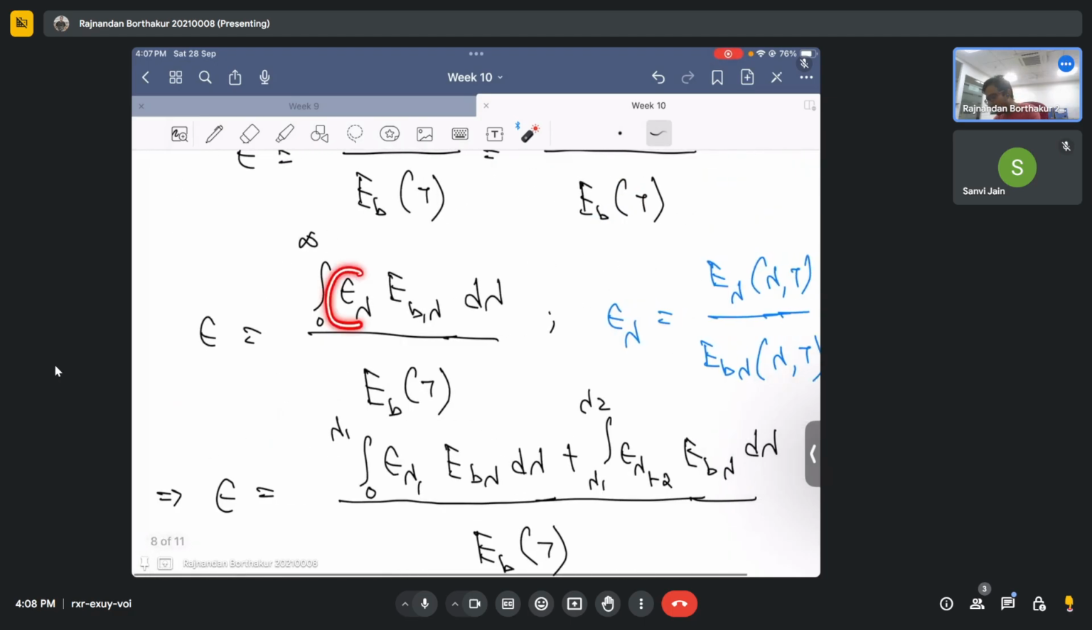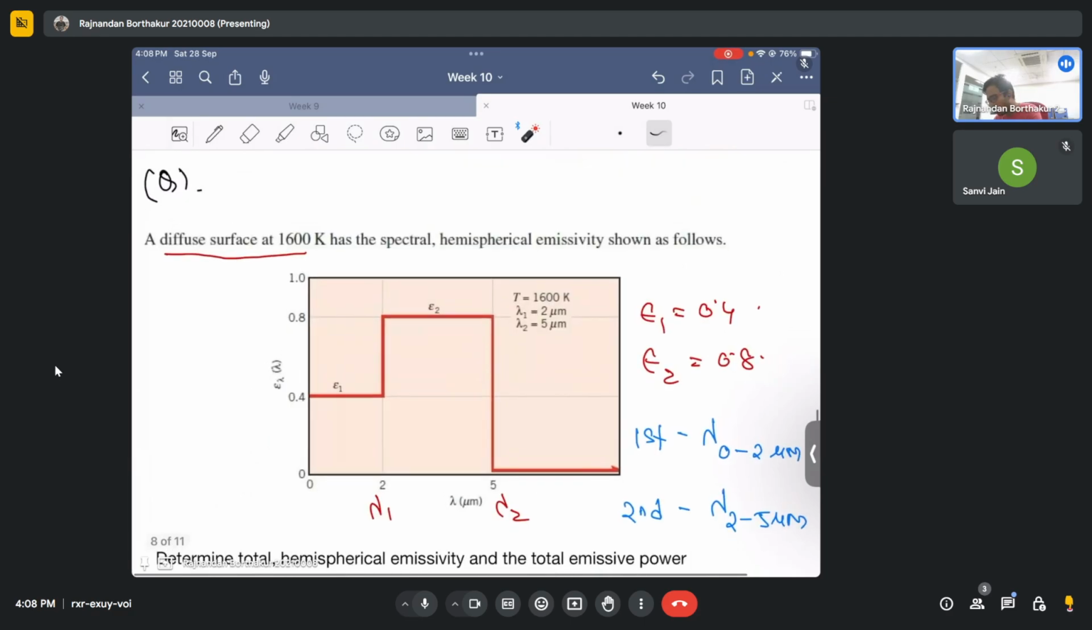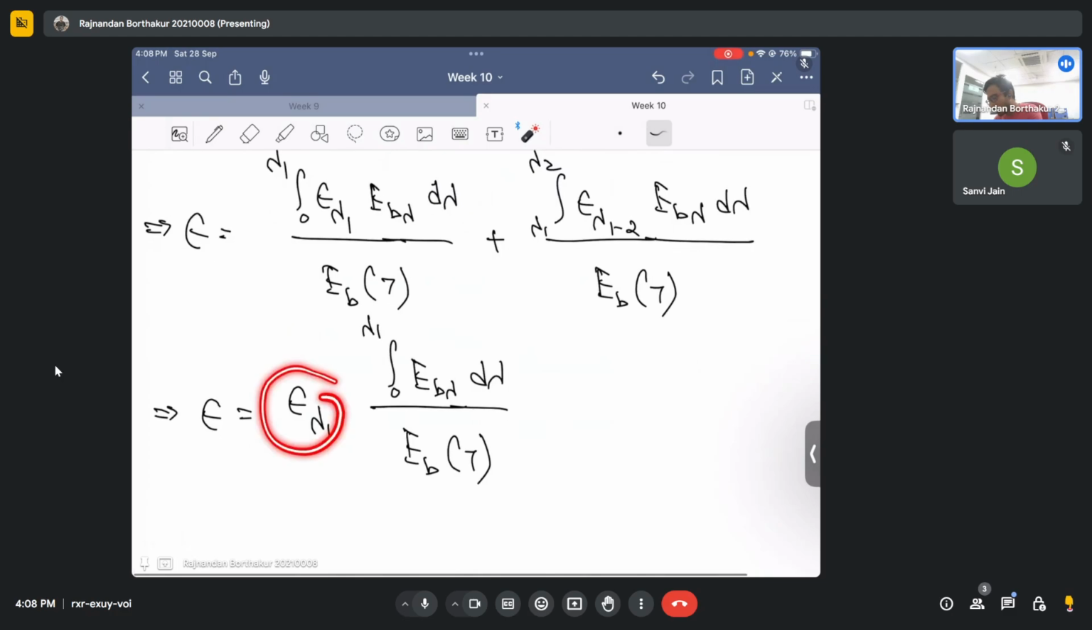You simply cannot take this outside of the integral typically because in the entire wavelength range the spectral emissivity is a function of wavelength, but in between these zones it's given in the question that the spectral emissivity is just a constant. For instance, in the zone from 0 to lambda 1, the spectral emissivity is just 0.4, which means I can take this outside of my integral and this simply becomes this ratio. I hope it is clear. If you have any questions, please feel free to let me know.